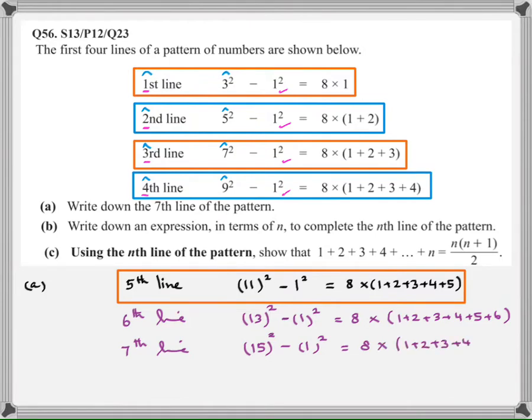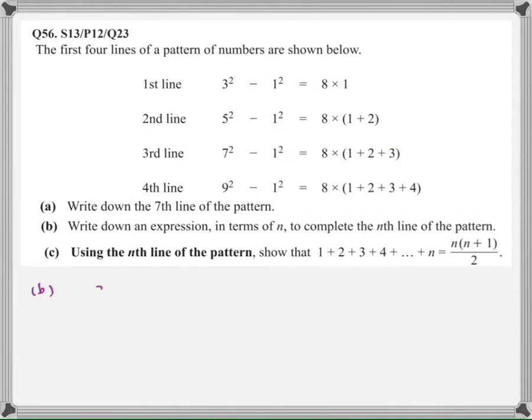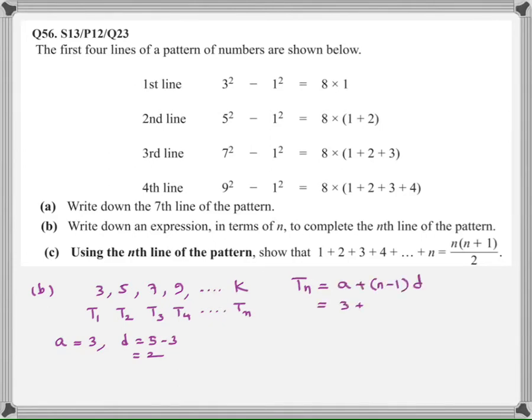Now it says, write down an expression in terms of n to complete the nth line of the pattern. Now, in order to complete the nth line, focus on 3, 5, 7, 9. Again in AP. What is the first term? First term is 3. What's the common difference? Common difference is 2. Tn, I have denoted it by the term k, just like in the previous video. So Tn is a plus n minus 1 into d. 3 plus n minus 1 into 2. Therefore, Tn is 2n plus 1.